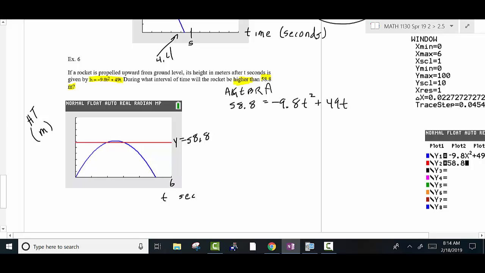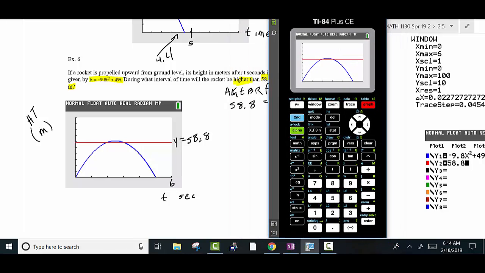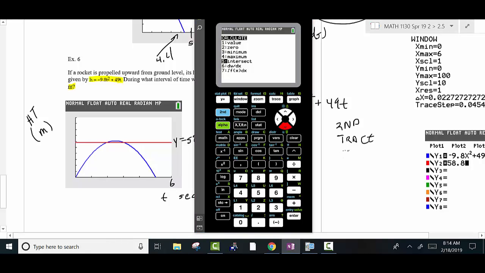That's probably a quadratic formula problem, but I'm going to choose not to do it that way since we have technology anyway. I don't know if we've done the intersection yet in this class, so if this is new to you, you might want to write this down. I'll write down the keystrokes: you go second trace, and then you should find an option that says intersect, number 5. This is the easy way to do this with technology. Then you just press enter.